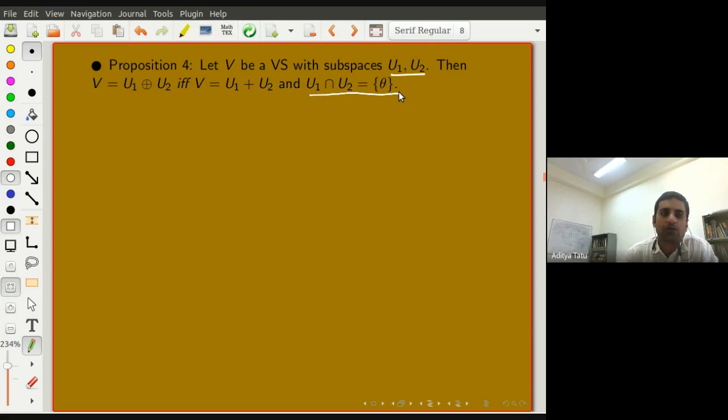If I want to see if the vector space V is a direct sum of two subspaces U1 plus U2 or not, then I need to check these two conditions. Of course, the sum of U1 and U2 must be V. That is the same as condition 1 from proposition 3. Condition 2 simplifies to just seeing whether the intersection of these two subspaces is theta or not.